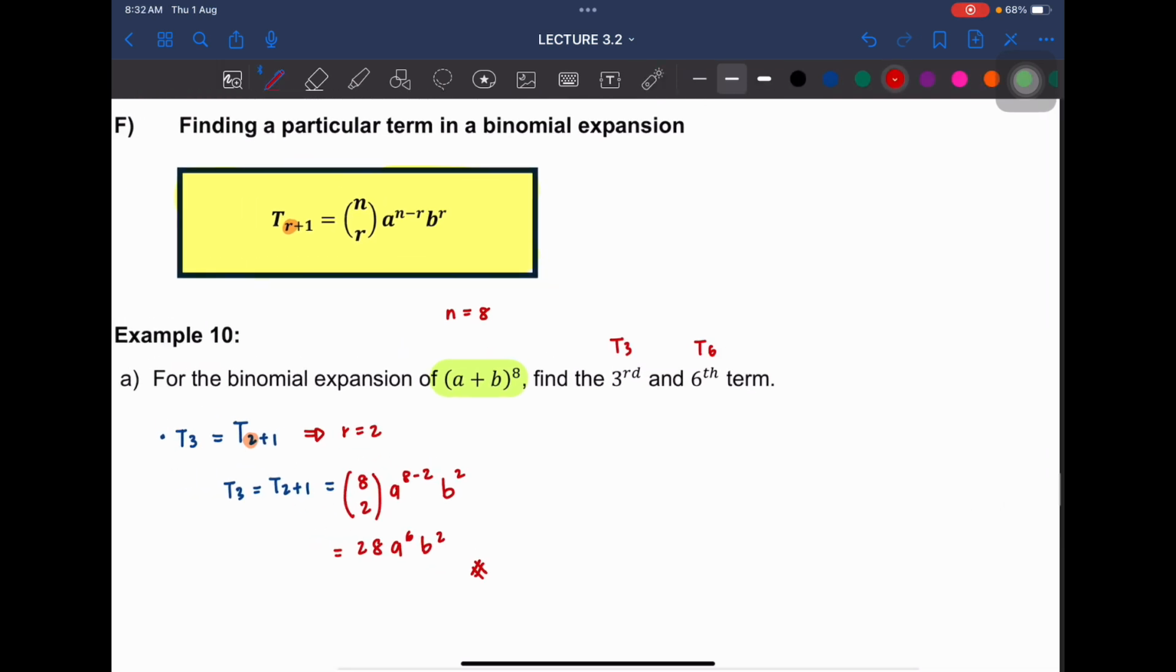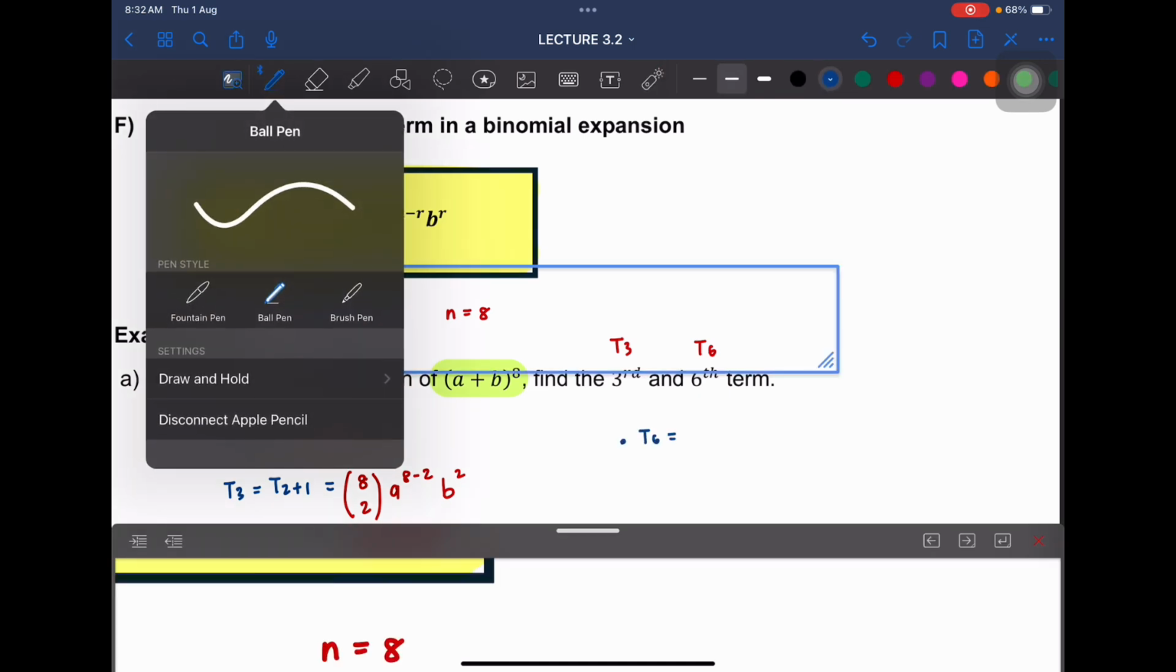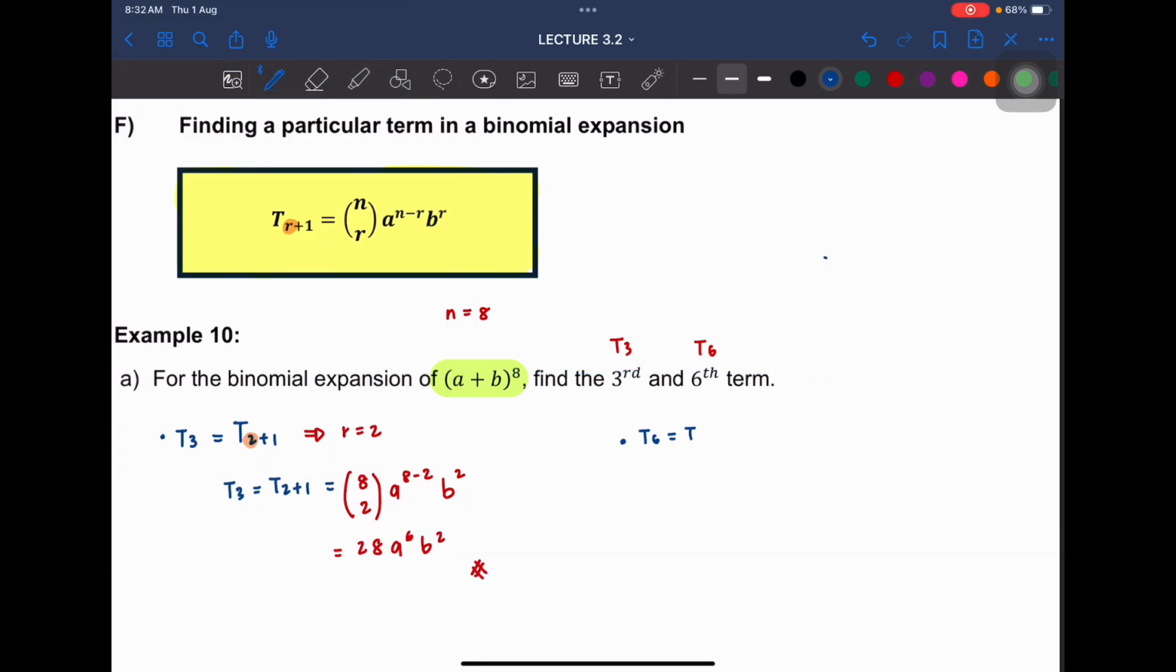Now let's try our sixth term. It's the same steps. We want T6. Based on the formula, we're going to have T(r+1), so you're going to rewrite it as T(5+1). So you're going to get your r is 5. Okay, your r is 5.